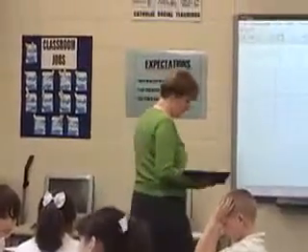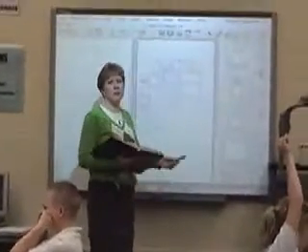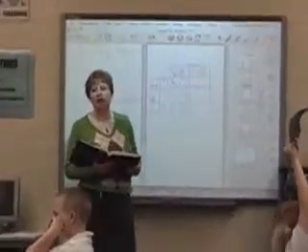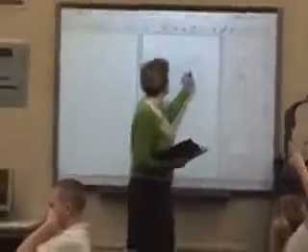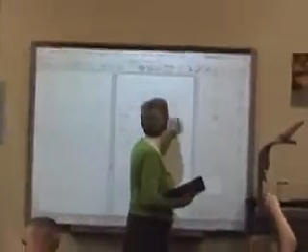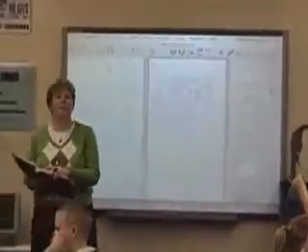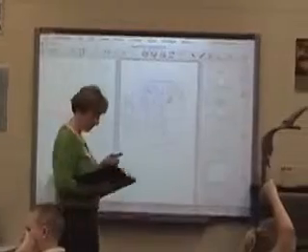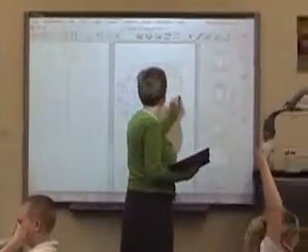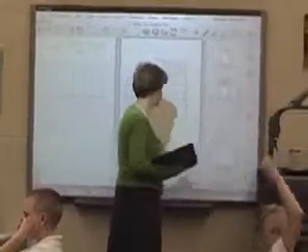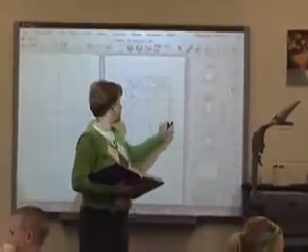Okay, let's look at the green boot. What are the coordinates of the heel for the green boot? Tyler? 2, negative 1. What about the toe? Callista? 4, negative 2. What about the top, Bree? 3, negative 5.